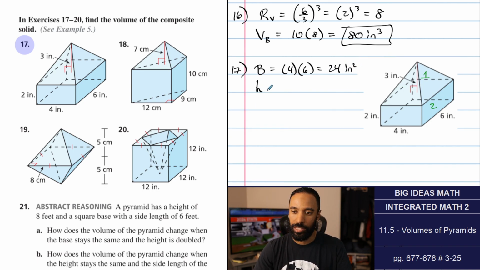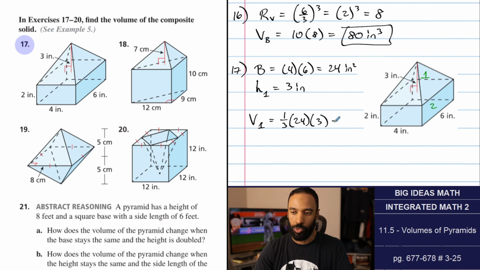Now, the height of figure 1 is 3 inches. So when we find the volume of figure 1, it's a pyramid, so we're going to do 1/3 area of base times height. 1/3 of 3 is 1 times 24 is 24. So we get 24 cubic inches of volume for object 1.